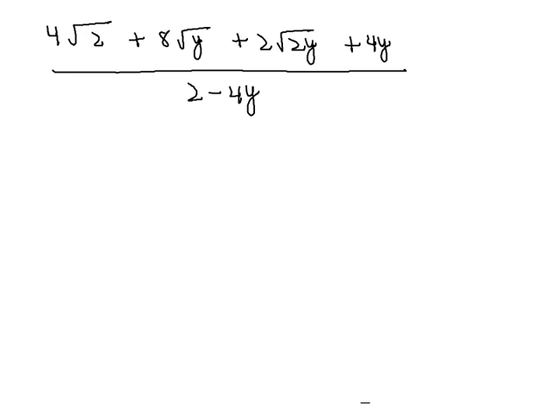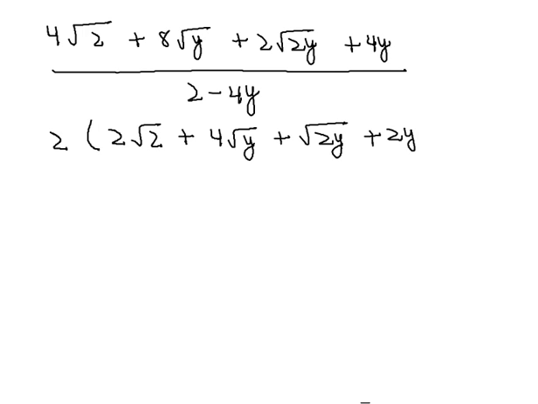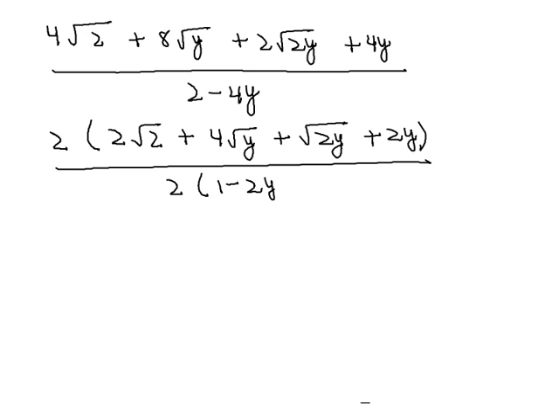So now if we factor a 2 out of each term in the numerator, we'll be left then with 2 times the quantity 2 times the square root of 2 plus 4 times the square root of y plus the square root of 2y, then plus 2y. And if we do the same in the denominator, we'll factor out a 2 and be left then with the quantity 1 minus 2y. And you can see then that the 2's will cancel.